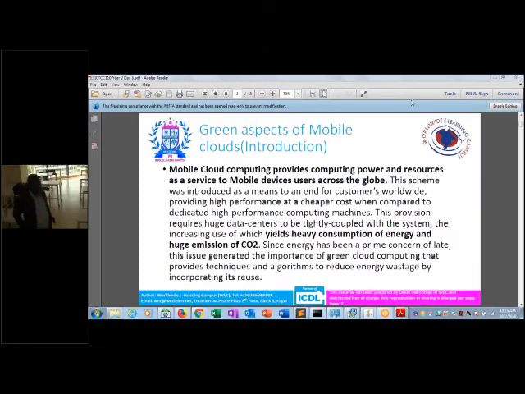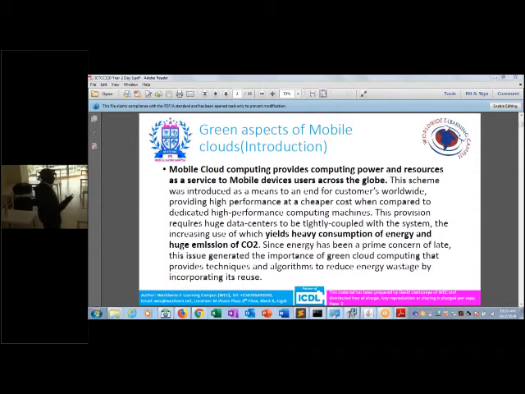Okay, let us go. Now, green aspects of mobile clouds. Introduction. Mobile cloud computing provides computing power and resources as a service to mobile device users across the globe. So when you want to perform some computation online, you don't need to have the platform, the hardware, the storage, or the processing power required.